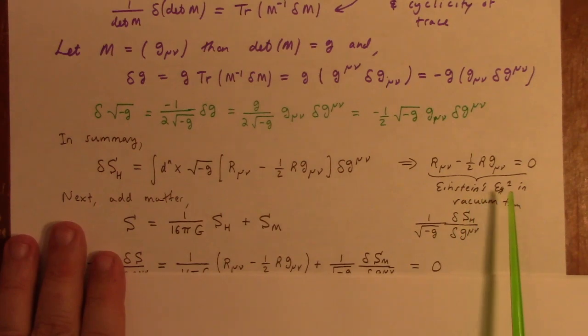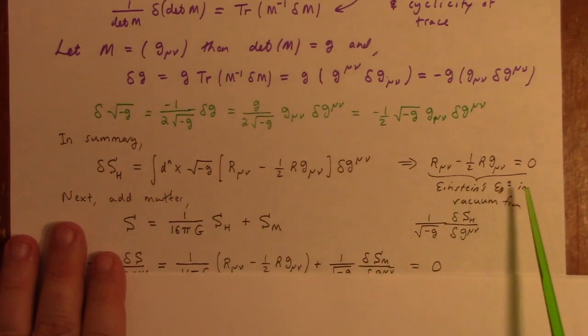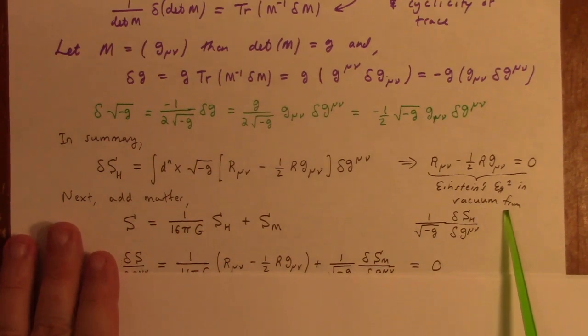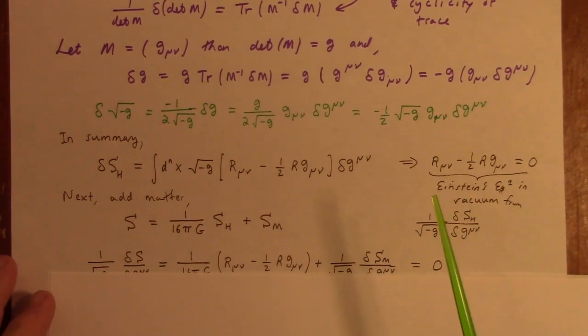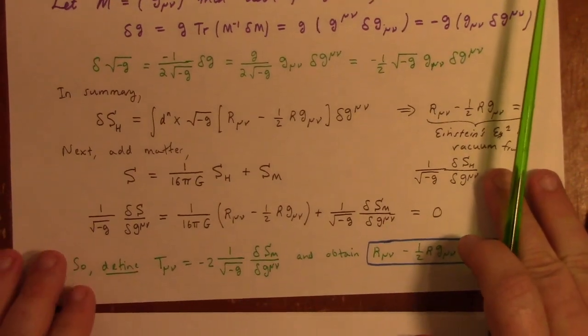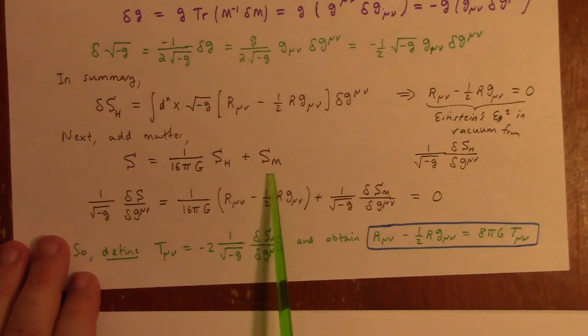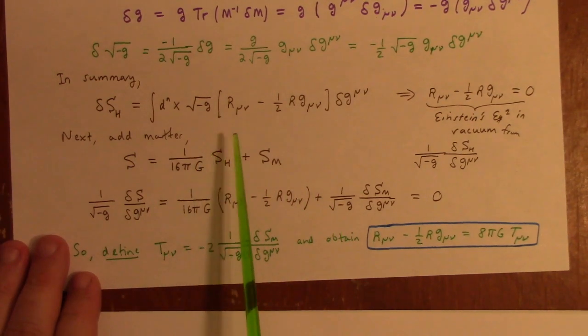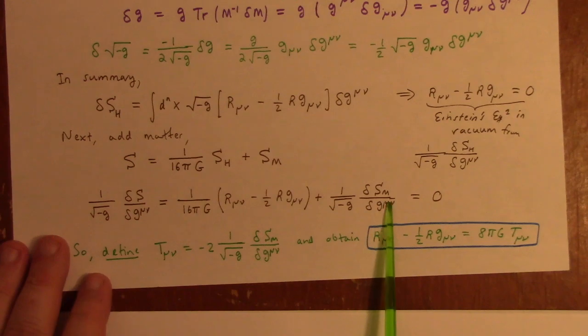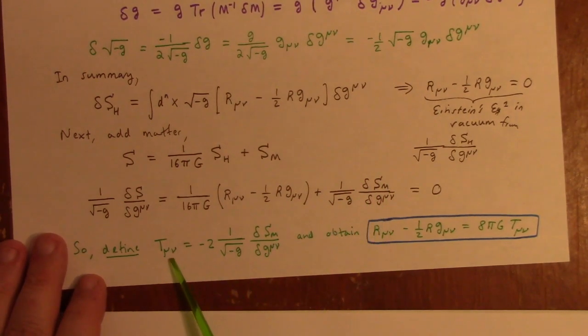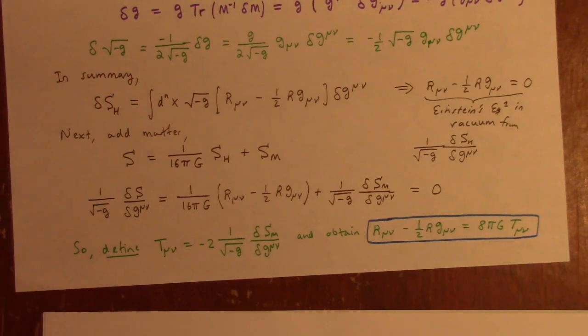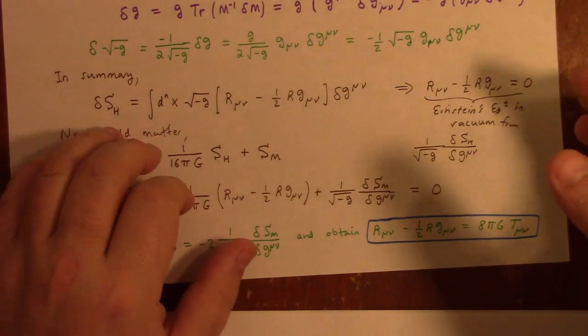Now, that's not the whole story, because you notice so far there's no matter. So this is Einstein's equation in the vacuum. And we need to add matter, so we do that. And when you add the matter term, you end up with basically the same variation, but now you've got the variational derivative of the matter part of the action. And so he defines this as T mu nu. That then gives us Einstein's equation. And so that's the variational approach to deriving Einstein's equation.